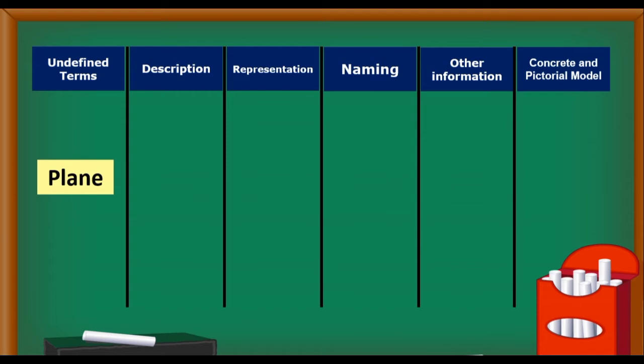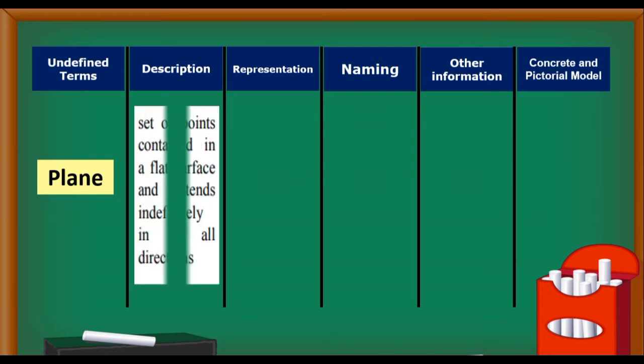And the last one is what we call plane. Ayan, hindi po airplane na. Okay? Plane. Okay, so paano naman po yung description niya? That is a set of points contained in a flat surface and extend indefinitely in all directions. So, flat surface, ibig sabihin pwede siyang square. Kadalasan po ito ay nire-represent ng square, ng rectangle.